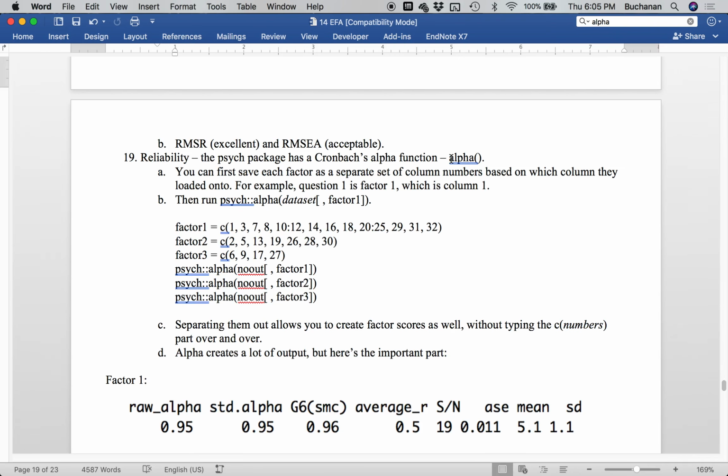And so it also has an alpha function. And the alpha function has something to do with color. So what you want to do is make sure that when you're running psych alpha, you just put psych:: in front of it. That will save you a lot of headache and teeth gnashing when it gives you an error message about color that makes no freaking sense. So this just tells it, be sure you're using alpha from psych and not from ggplot.